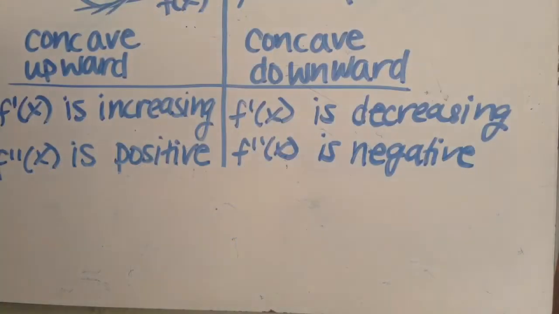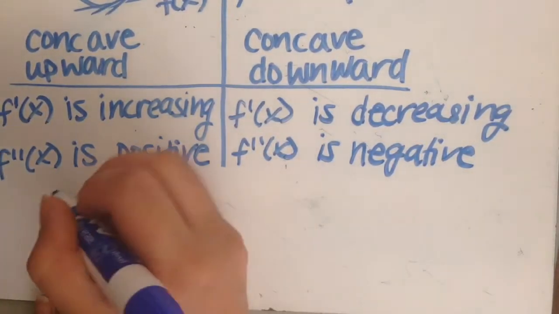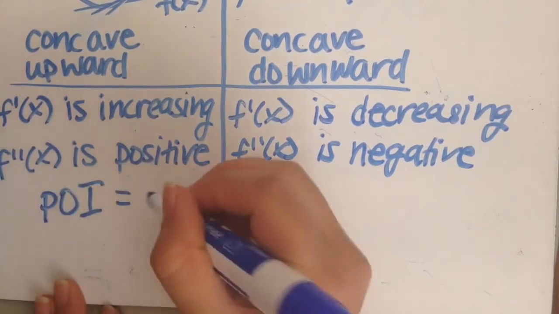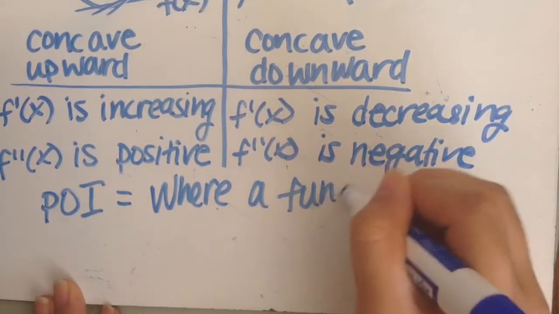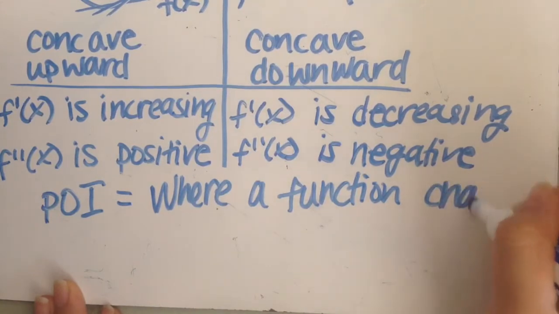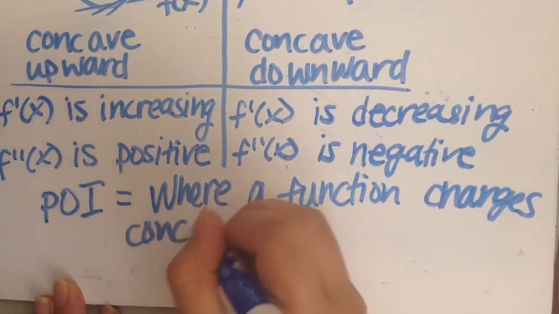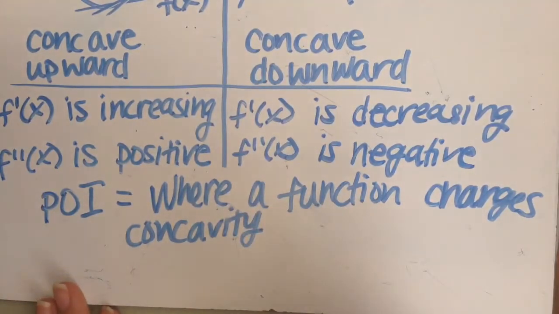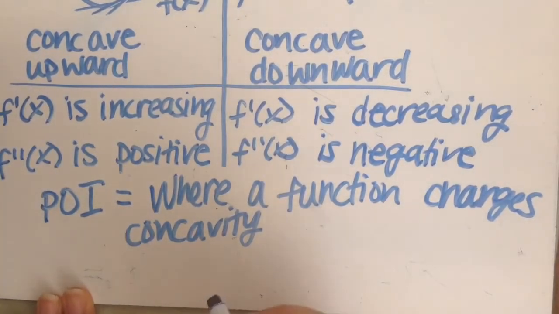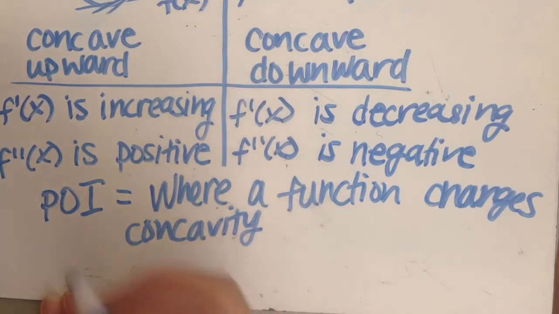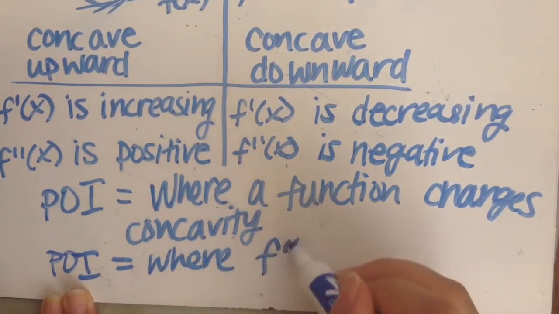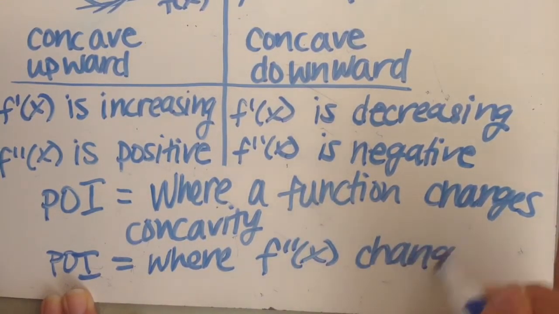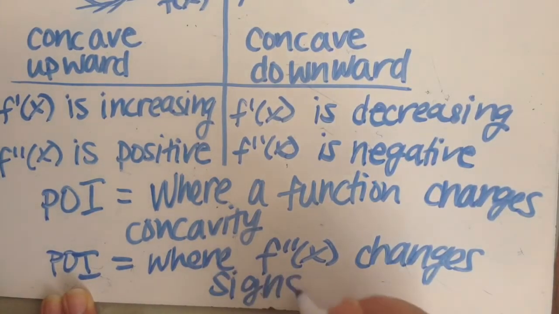So now we're going to define points of inflection. A point of inflection, or a POI, is the point where a function, f of x, changes concavity. So it can change concavity from concave upward to concave downward, or vice versa. And since we know that f of x changes concavity when f double prime of x changes from positive to negative or negative to positive, we can also say that a point of inflection is where f double prime of x changes signs, if the function is f of x.